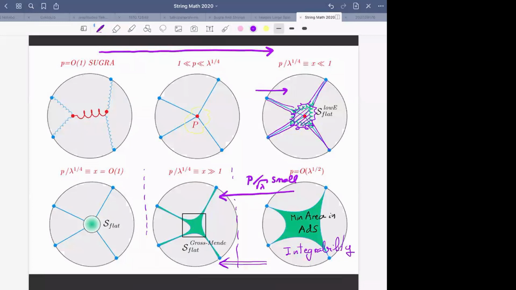Thanks for the nice talk, Pedro. Just about this enhanced 10D symmetry, what is the leading correction in this large operator discussion that breaks this enhanced 10D symmetry?